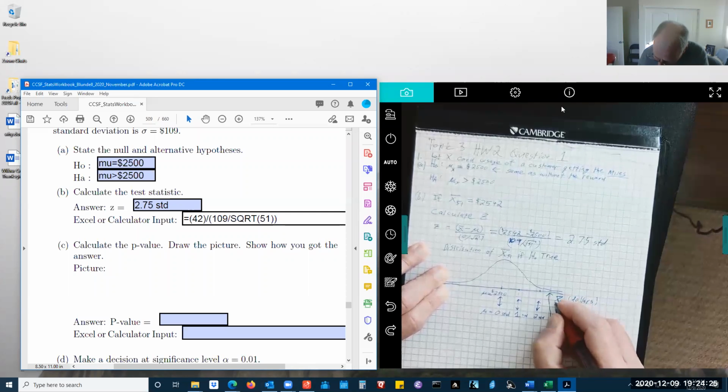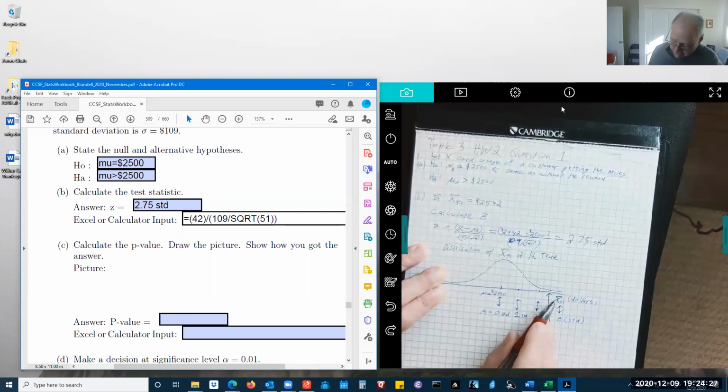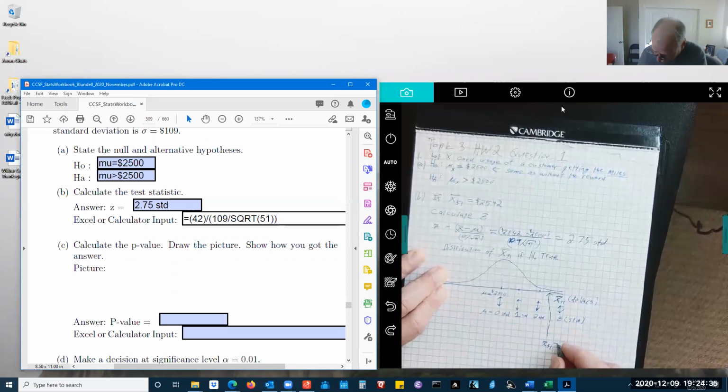So I doubt you can see this, but I'm trying to write a capital X over here for the random variable that takes on all different values. And I'm writing the little lowercase x here for our specific value today. That was 2542, or a z-score of 2.75 right there.